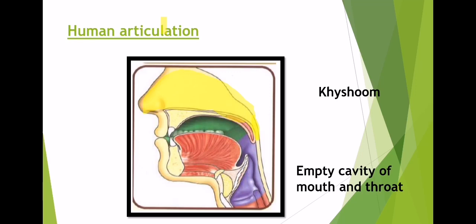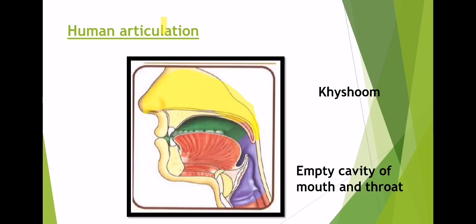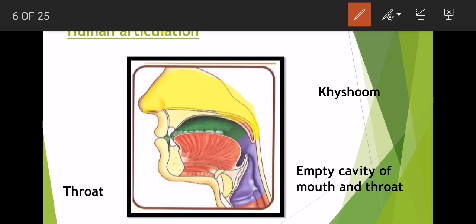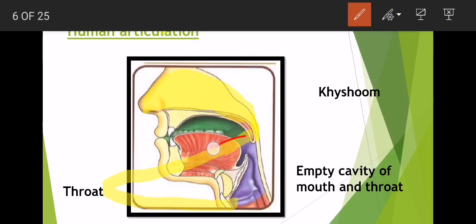Now we will go to the third one. Which is the third one? The third one is the blue covered area, which is the throat. So here, if you check, the area is from here to here. Let me change the pen. The area is from here to here. Until this area, it is called throat.